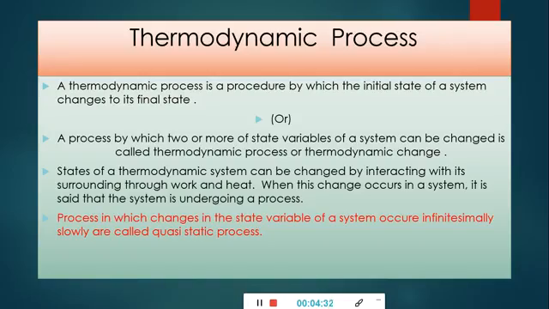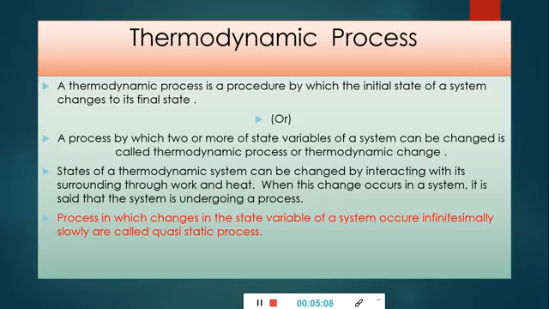So, when a thermodynamic system changes from its initial state to its final state, it passes through a series of intermediate states. It's not that a direct change happens. There are some steps, some phases. So it passes through a series of intermediate states. This series of intermediate states, when plotted on a PV diagram, is called a path.